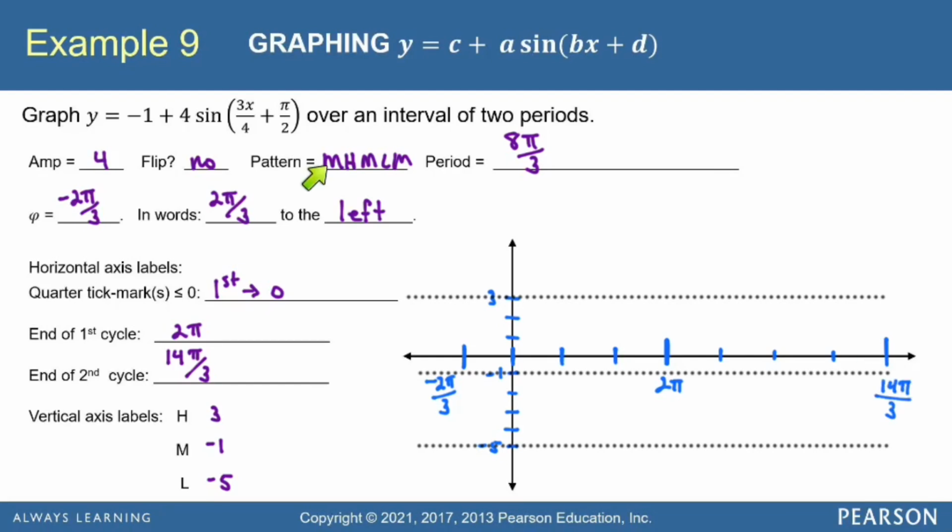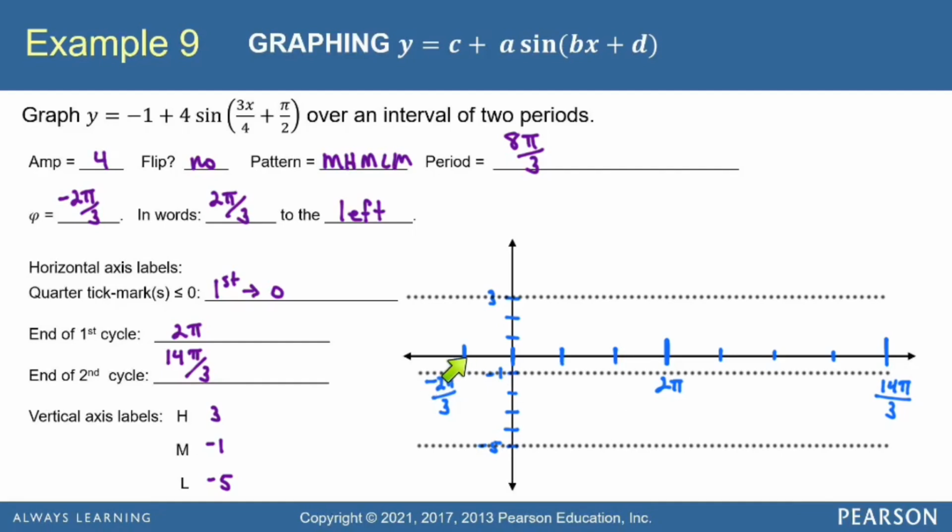Okay, now for the pattern. Middle, high, middle, low, middle. But remember that middle now goes on the dotted line, not on the axis. See, if we didn't have that dotted line, you'd be tempted to put that dot on the axis, but it would be wrong. So that's why we have the dotted lines.